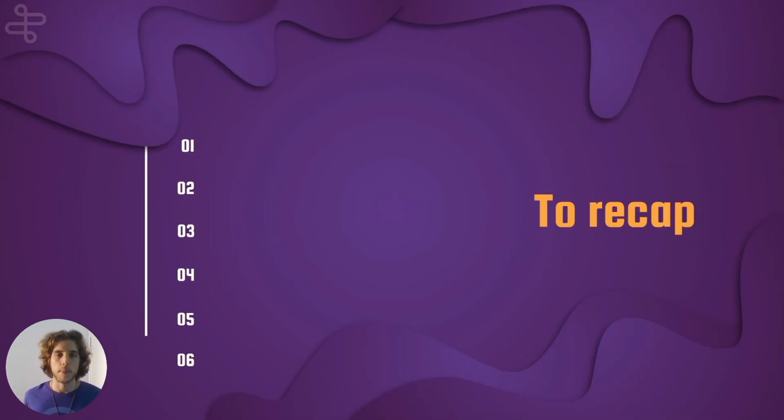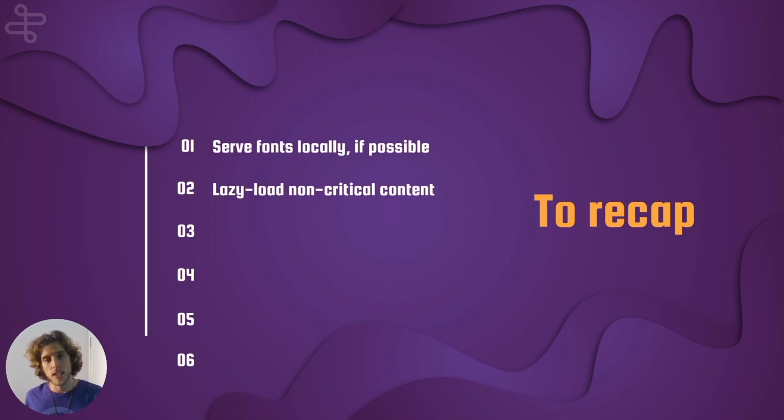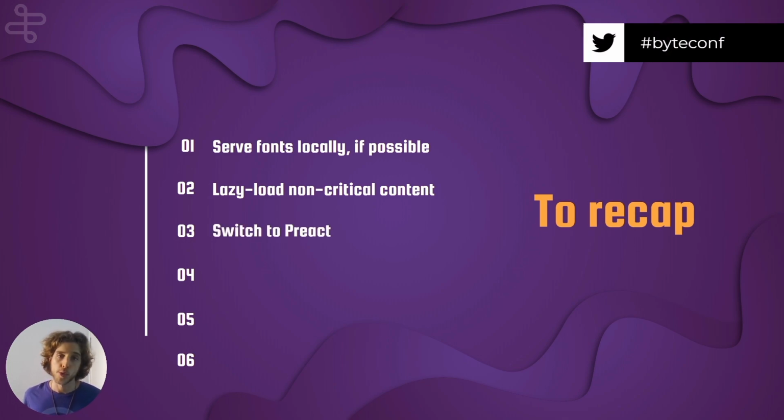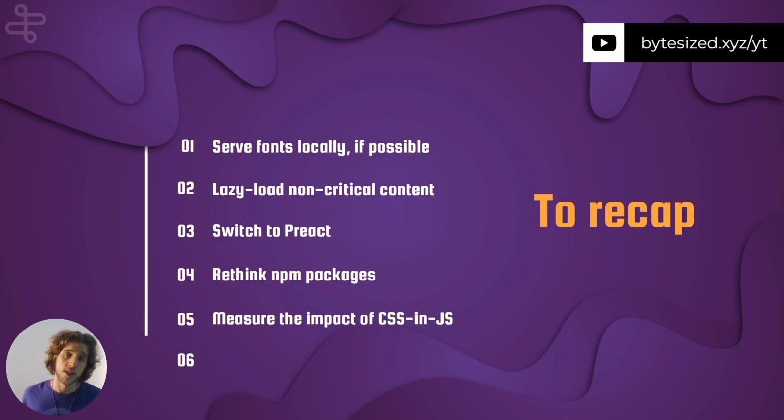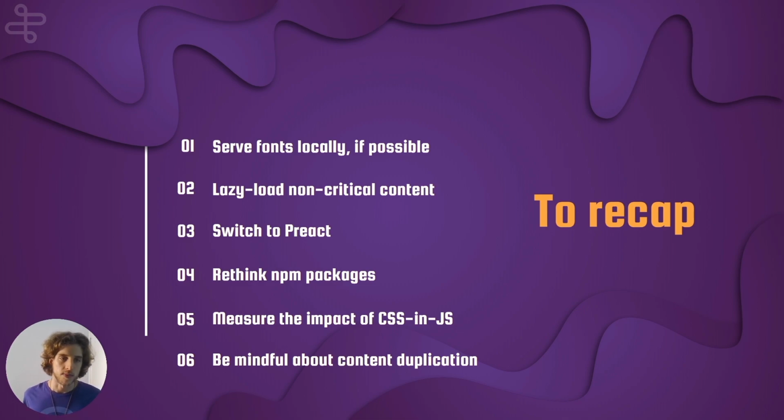So just to recap: first, serve fonts locally. Second, lazy load where possible, especially heavy scripts. Switch to Preact, it takes 5 minutes. Rethink NPM packages wherever possible if you have the possibility. Measure the impact of CSS and JS because it might be hurting your users. And be mindful about content duplication.